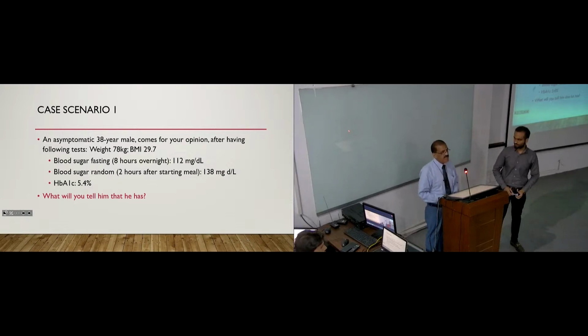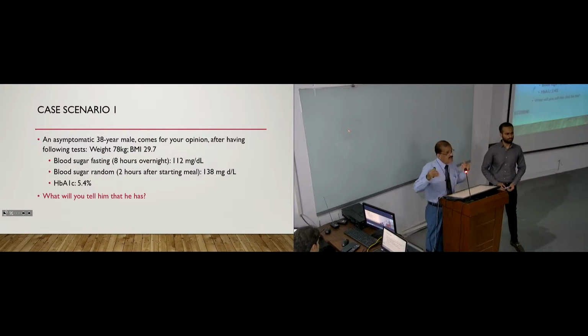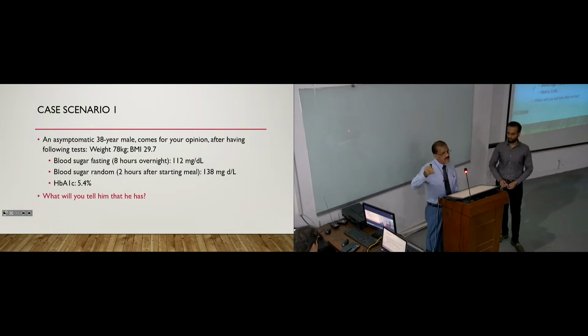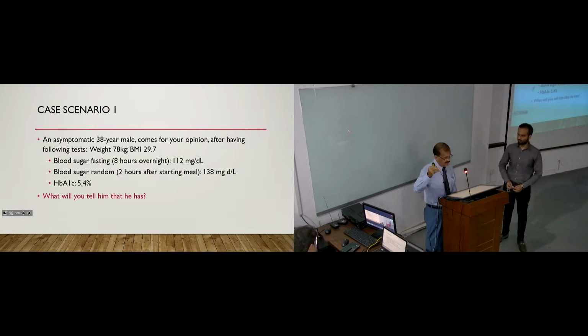112 milligram per deciliter, 8 hours overnight fasting, is not normal. Both matter: HbA1c matters and this matters too. You can't disregard blood glucose. There is a condition called impaired fasting glucose.